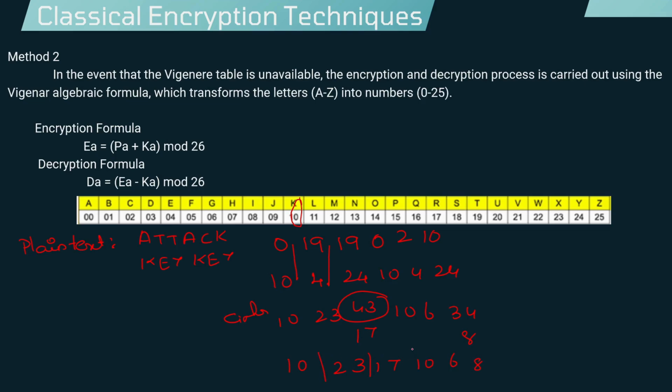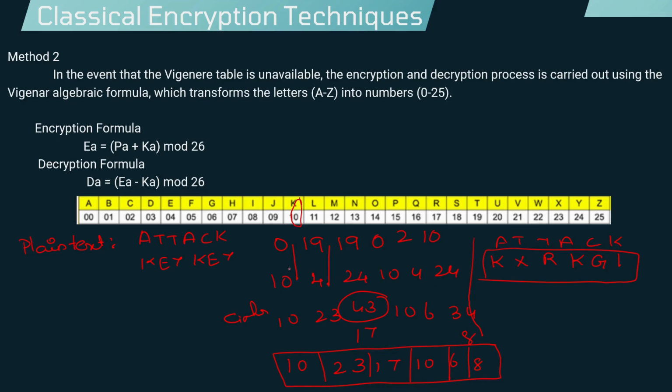On number. So now based on the number we can get the values for this. So the 10 will be K, 23 will be X, 17 will be R, then again K, 6 is G, 8 is I. So this is the ciphertext for the known plain text attack. So this will be the encryption for this.